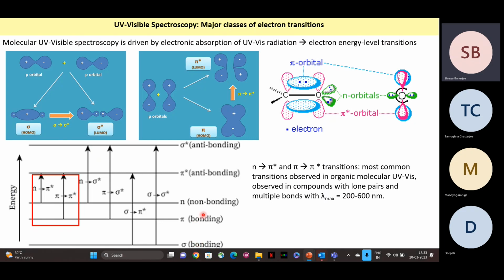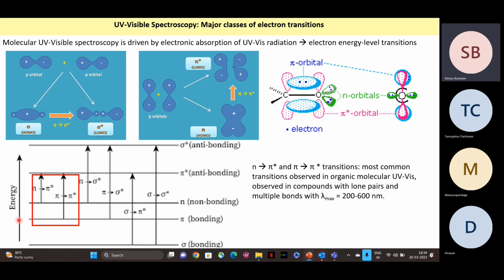Bonding orbitals are generally full of electrons, and anti-bonding orbitals are empty. So the transition will occur from sigma to pi star or sigma to sigma star. From a full orbital, it will transition to an empty orbital. And there are many different kinds of these electronic transitions.